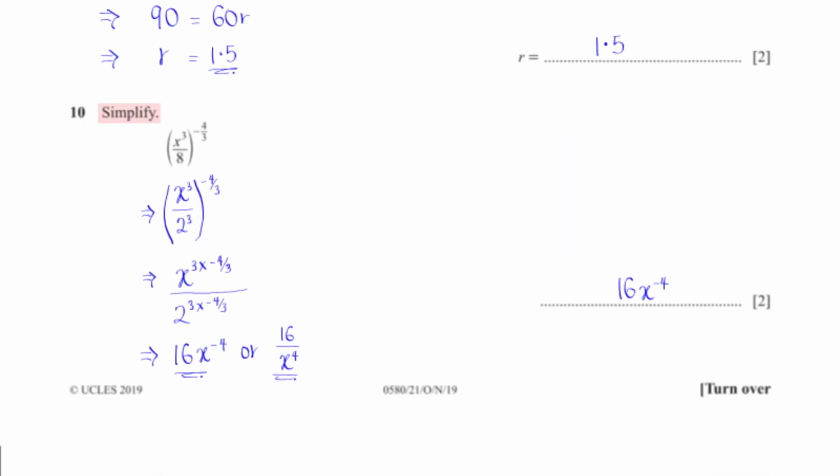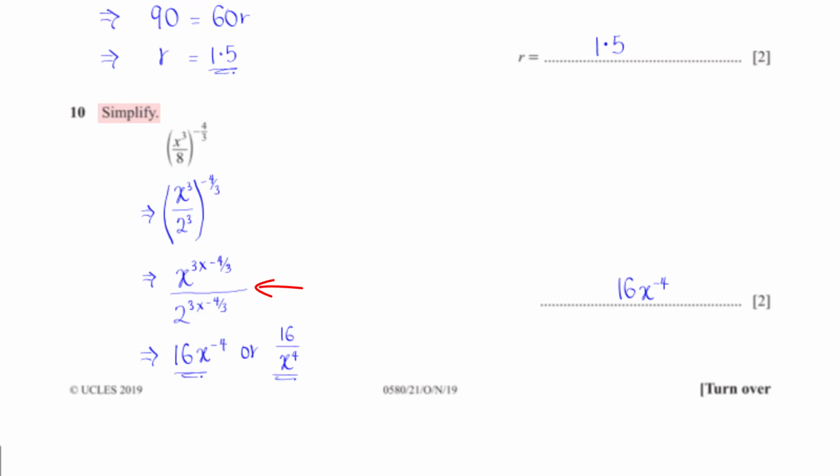Simplify x cubed divided by 8 all raised to the power negative 4 over 3. We can rewrite 8 as 2 raised to the power 3. So by the laws of indices, this can be rewritten as x raised to the power 3 times negative 4 over 3 divided by 2 raised to the power 3 times negative 4 over 3. 3 times negative 4 over 3 gives us negative 4.